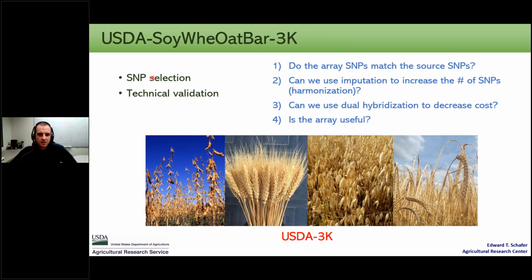And so for the rest of the talk here, we're going to go over how I came up with these SNPs, a few technical validation points, and then I'm going to answer 4 questions for you. Do the array SNPs match the source SNPs? Can we use imputation to increase the number of SNPs or upgrade them, or to aid in platform harmonization, like I like to call it? Can we use dual hybridization to decrease that cost? And is this array actually any good? Is it useful? And I'll be referring to it as the USDA 3K or just the 3K from now on.